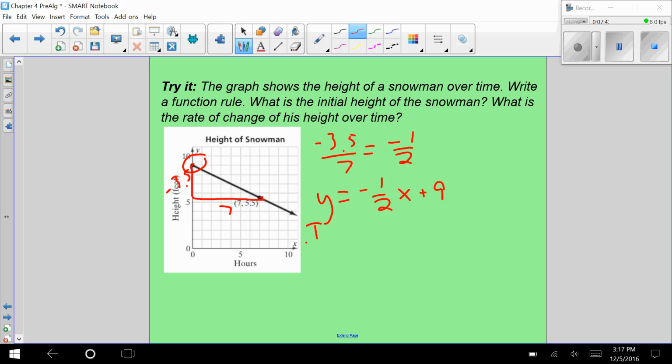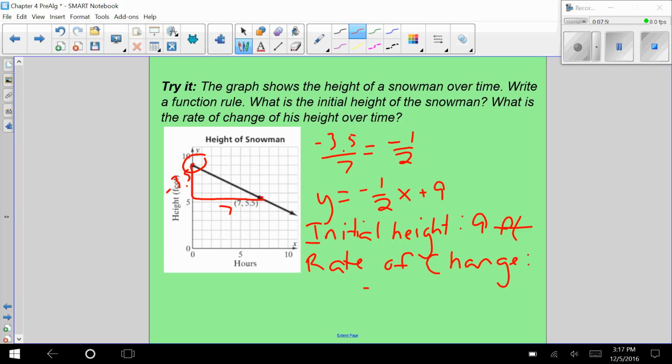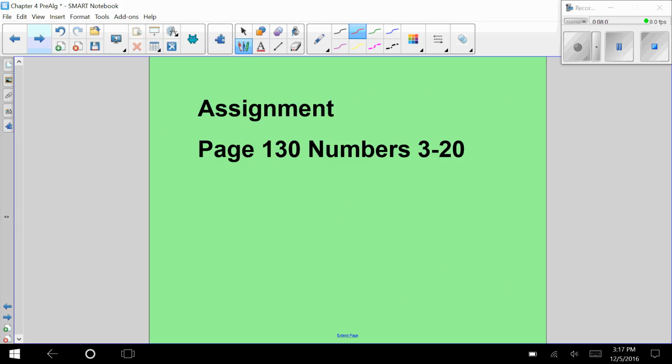Our initial height is what he started off at, time being 0, so 9 feet. And our rate of change is always our slope, so that is negative 1/2 feet per hour. And there's our answer. Your assignment is out of the textbook today.